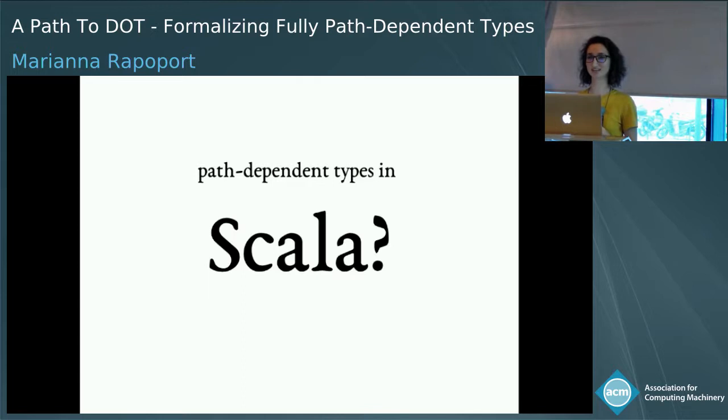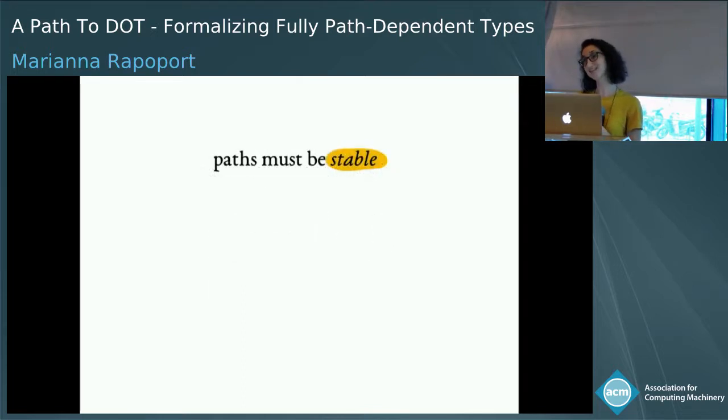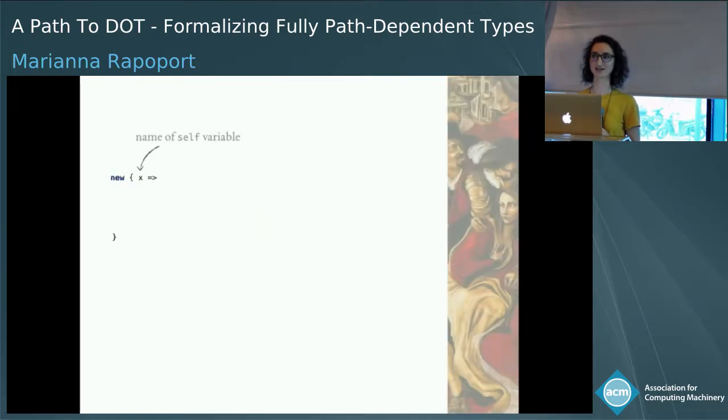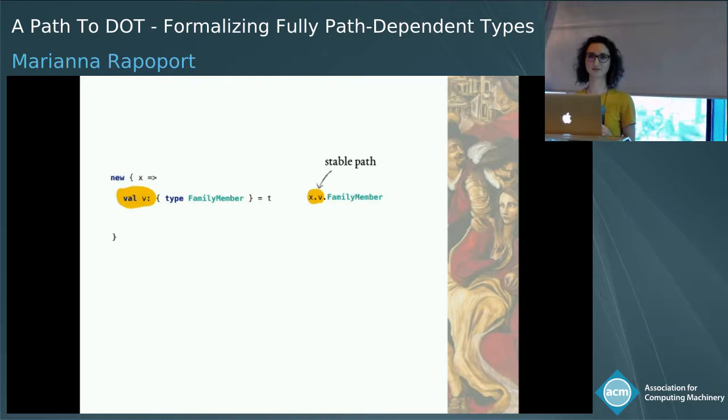So to start off, it would be nice to know, well, what does Scala do to make path-dependent types work? What Scala does is that it says paths that participate in path-dependent types must be stable, which means that all the fields that are part of the path must be immutable. So if I have an object and I have a field v, and v is something that has this type member, family member, then I can invoke a path selection on it. I can have a path-dependent type.